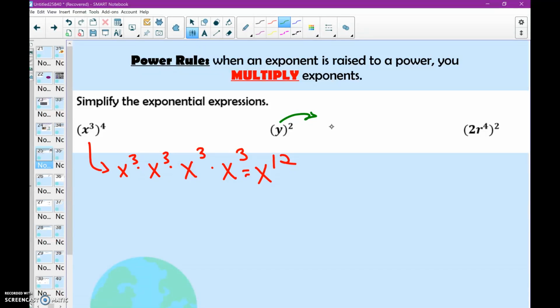Same thing here. This is just y by itself, and it's written out twice. Well, y times y is really y to the 1st times y to the 1st, which is in fact y to the 2nd power.